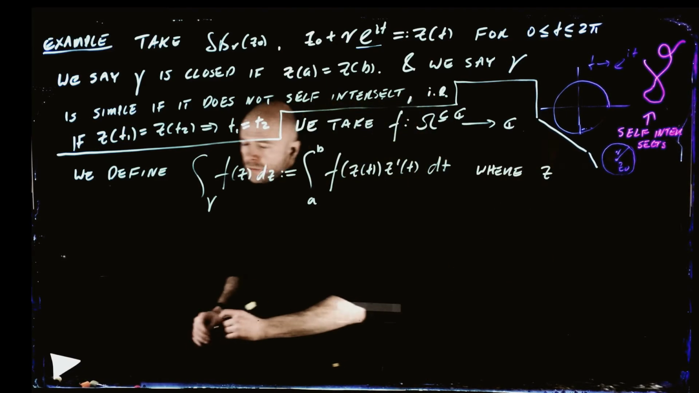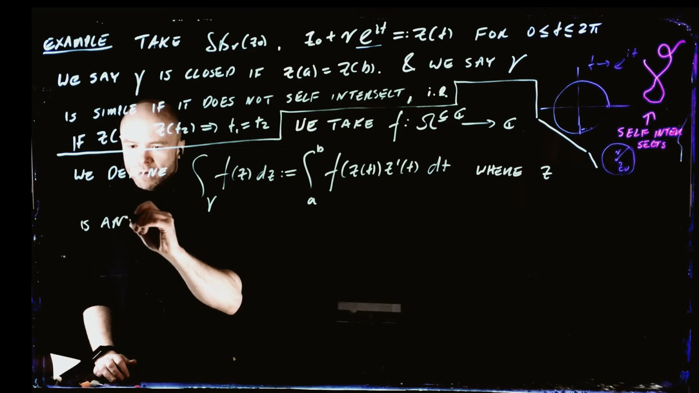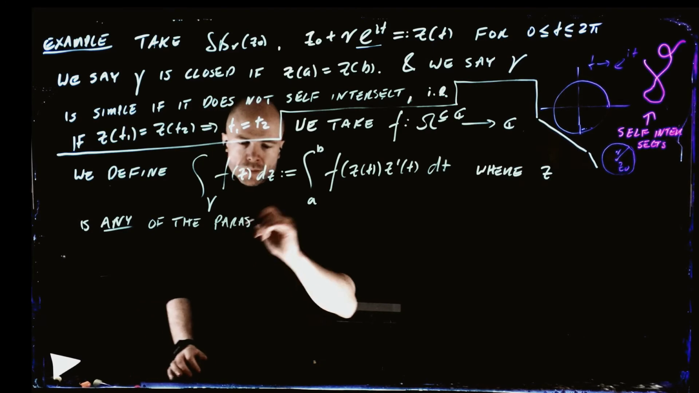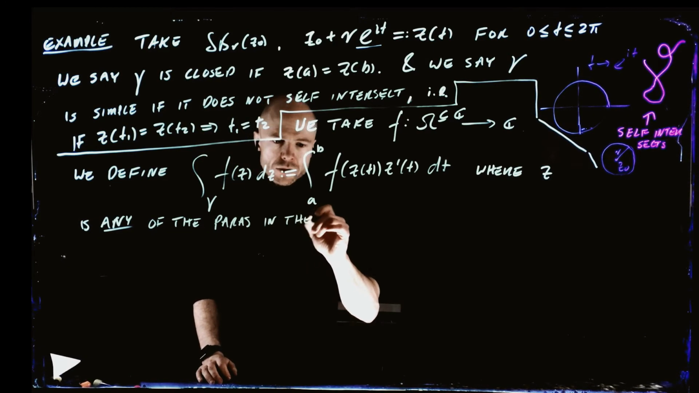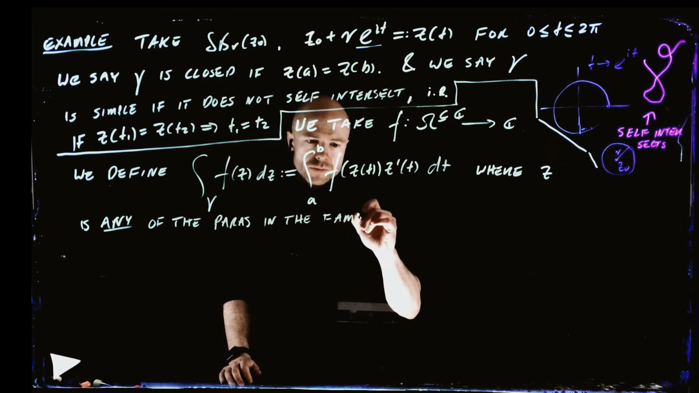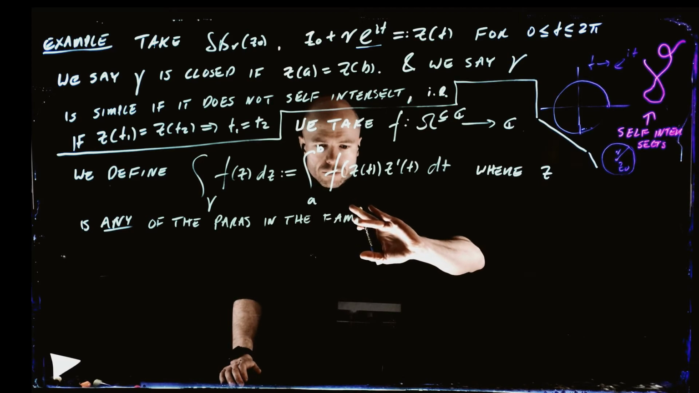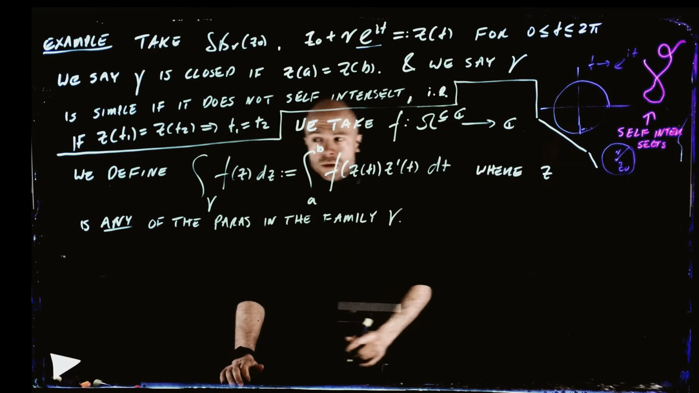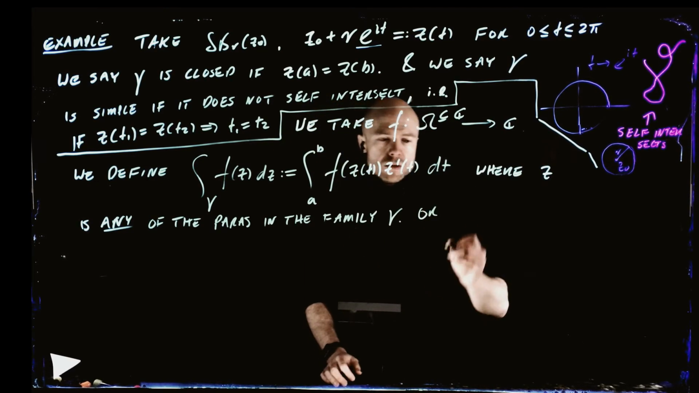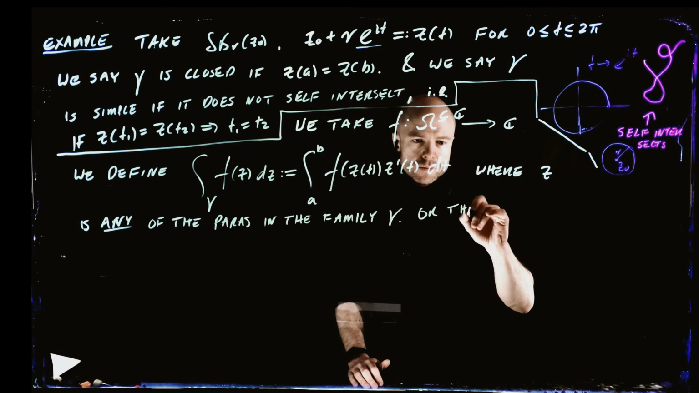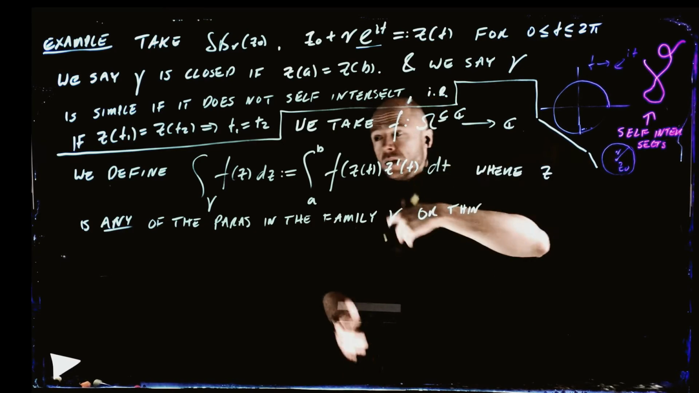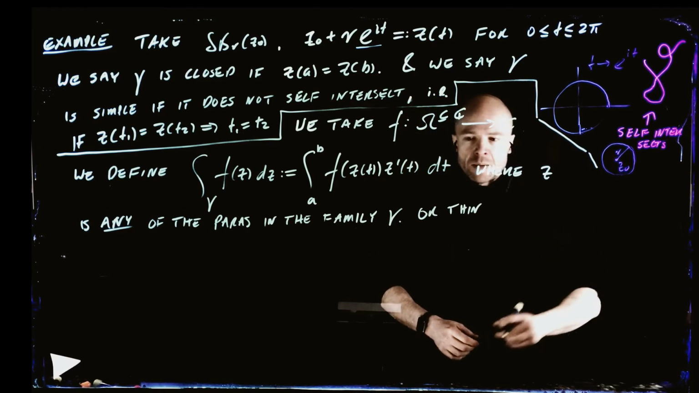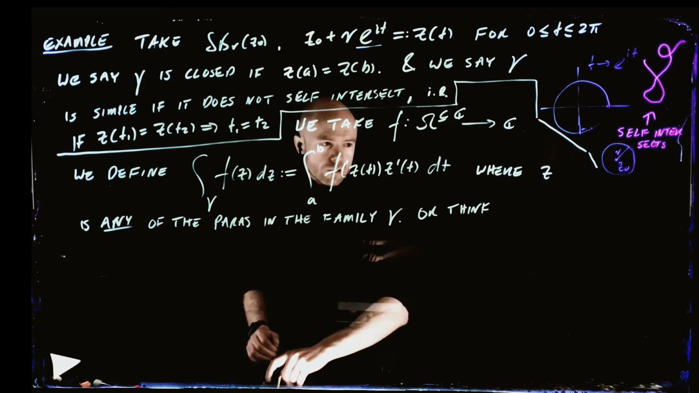Where z is any of the parametrizations in the family gamma, or we can just think of this as z being any parameterization of this set of points in the plane where we've made a choice of a start point and an end point. Actually, let's not bother to write this, it's the same thing.